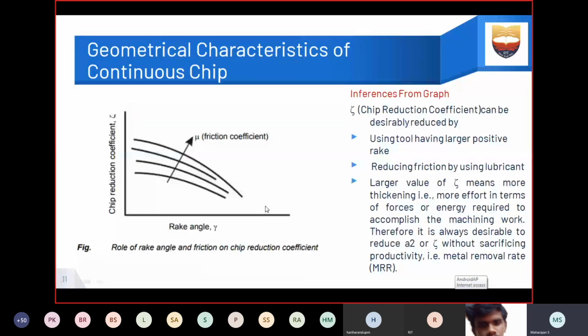So next, from this graph, I want to tell one thing. What is our aim in the machining process? We need to reduce the consumption of energy. We need to reduce the force acting at the tool onto the workpiece. We need to reduce the friction between the tool and chip. These are very, very important. If you reduce everything, what happens?